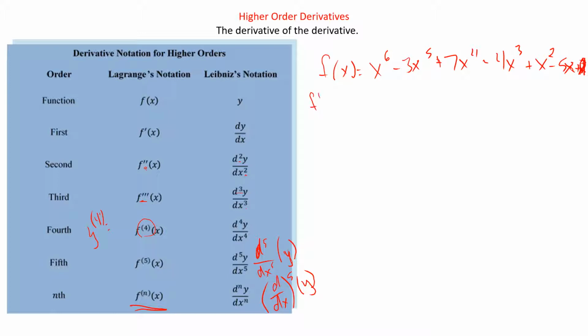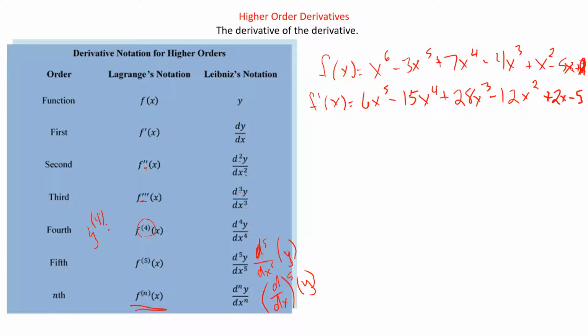So the derivative of this, x to the 6th becomes 6x to the 5th. 3x to the 5th is 15x to the 4th. 7x to the 4th is 28x cubed. Minus 4x cubed is minus 12x squared. Plus 2x minus 5. And see that, I think that was an 11 at the end, it's already gone. Doesn't matter. So that's the derivative.